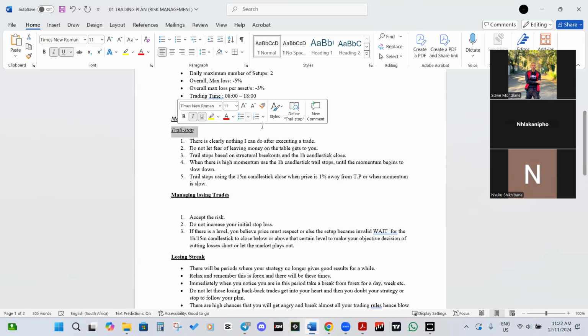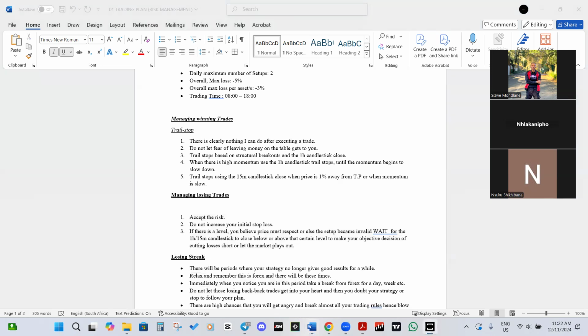So, managing winning trades, there are things which you call trail stops. Are you familiar with trail stops? Yeah, I remember you told me about trail stops. It's about managing your trade, reducing your initial losses, and eventually having a trade which is risk-free, a trade which, whatever happens, will always be a winner. So it's about moving your stop loss to break even and then to profit as the trade goes in your direction.